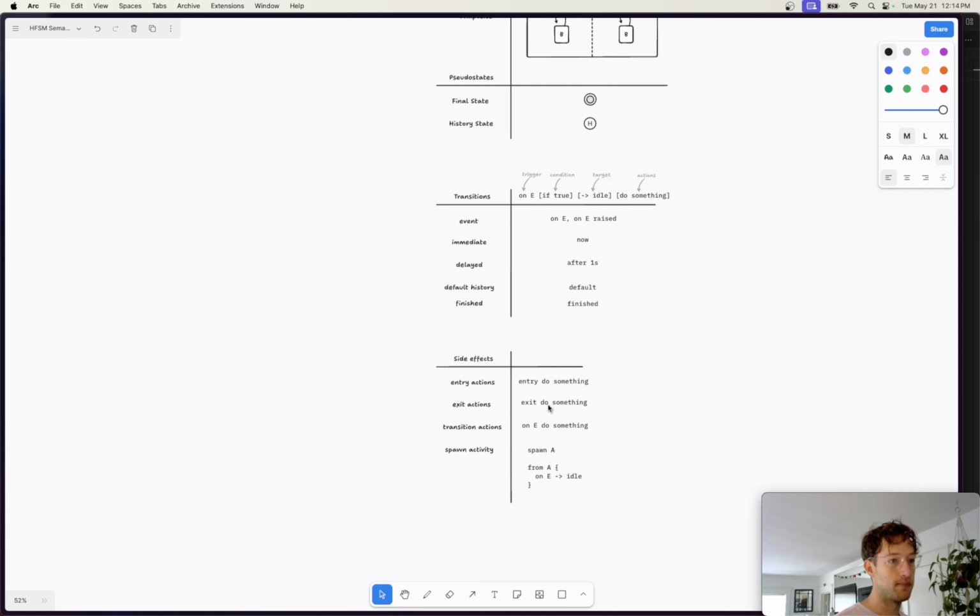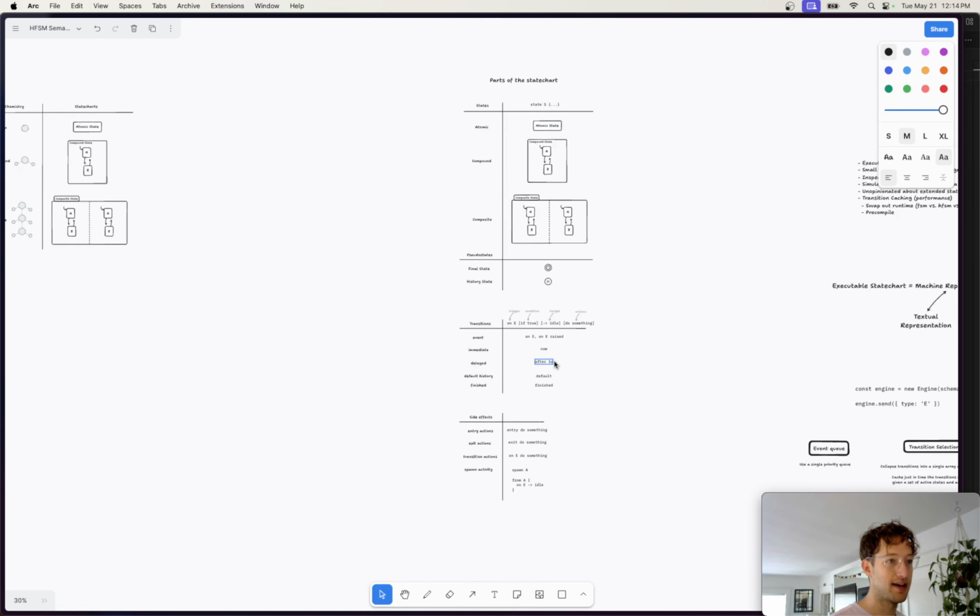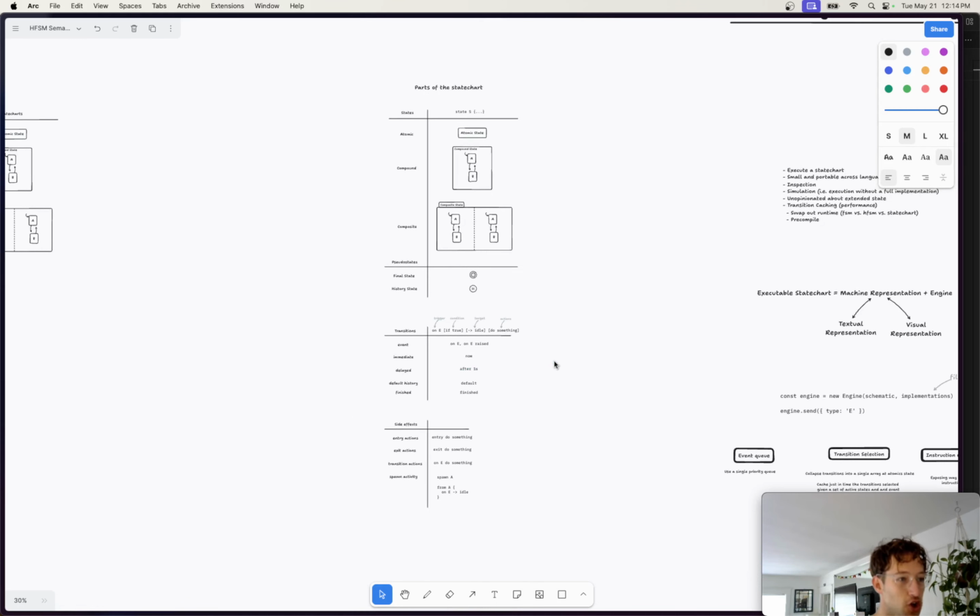So that right there is the notation of state charts, a really condensed version of state charts. There are definitely other features that exist in various implementations, but for StateML, we've tried to make it as concise and expressive as possible.